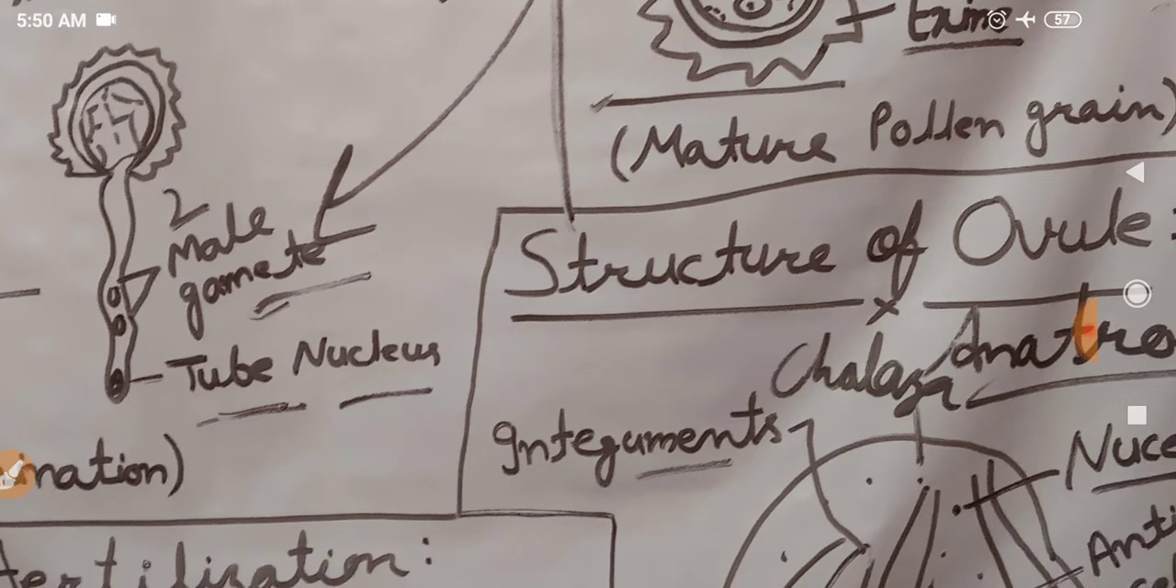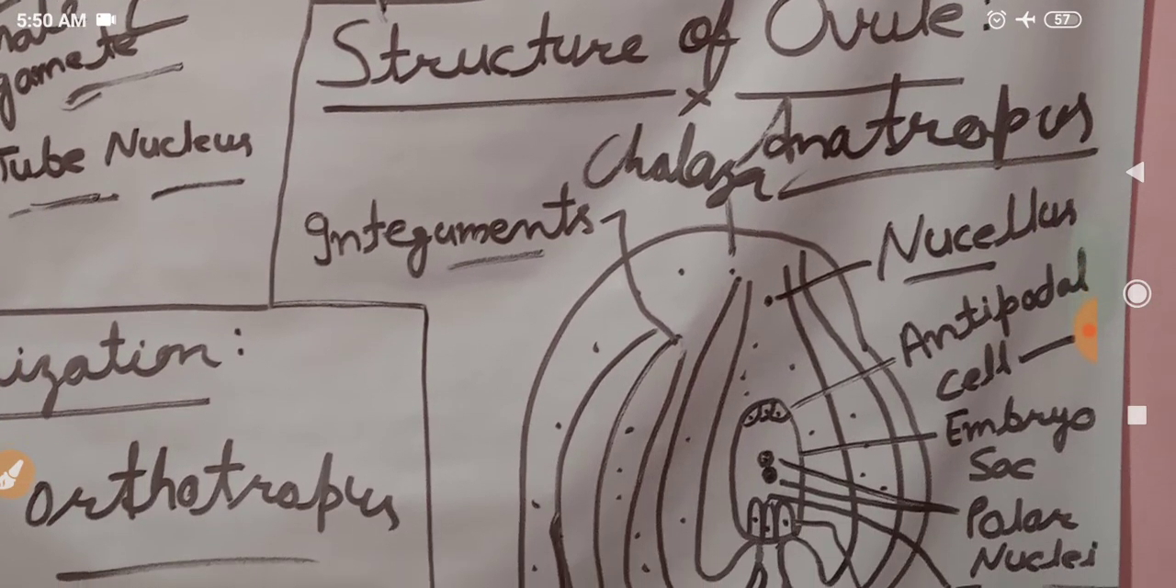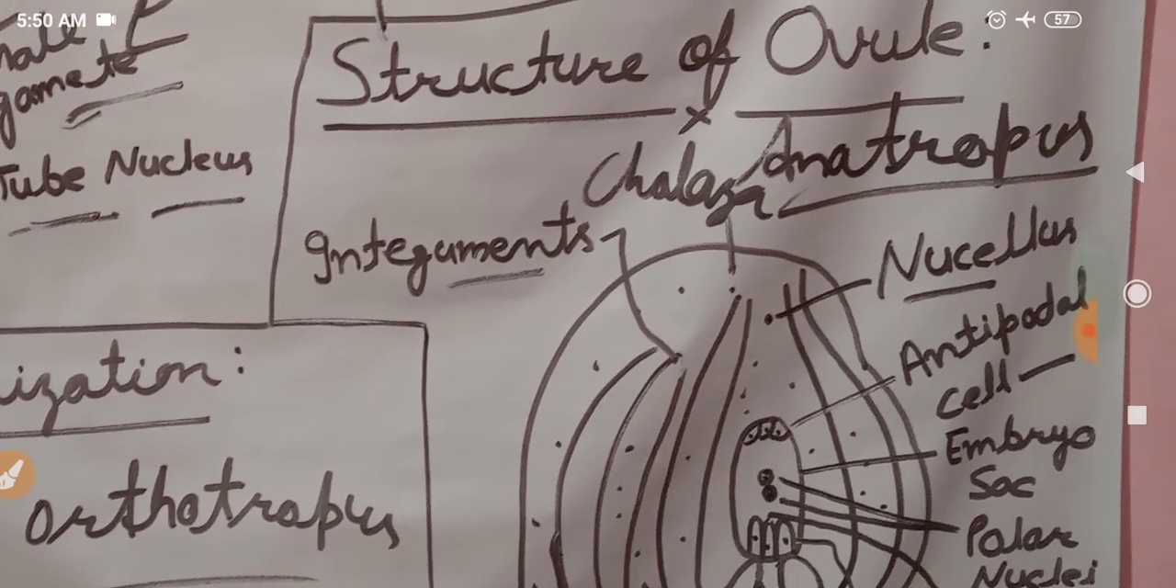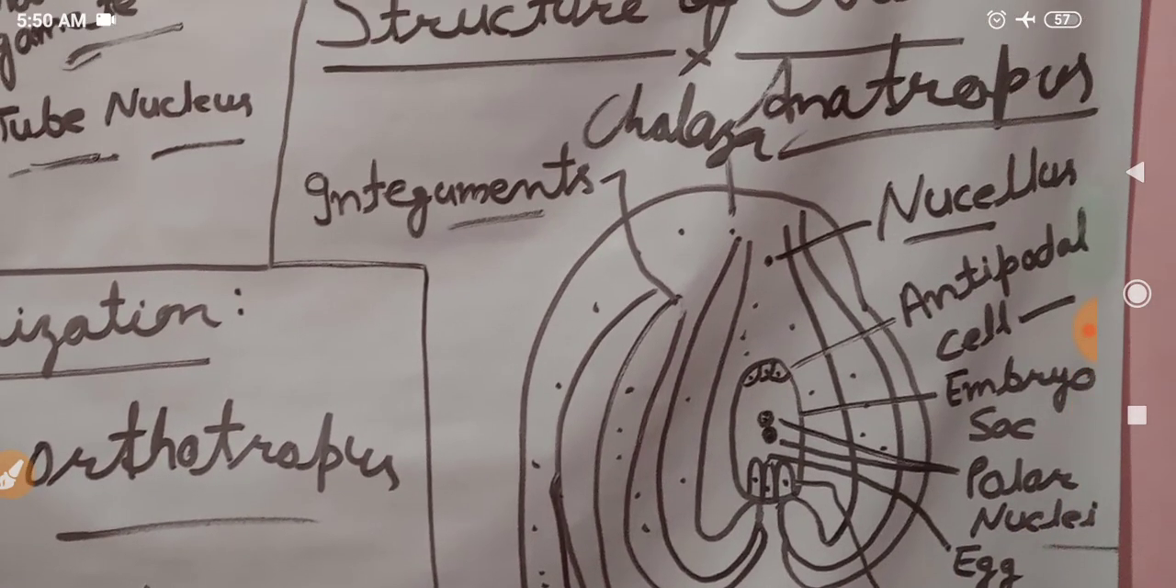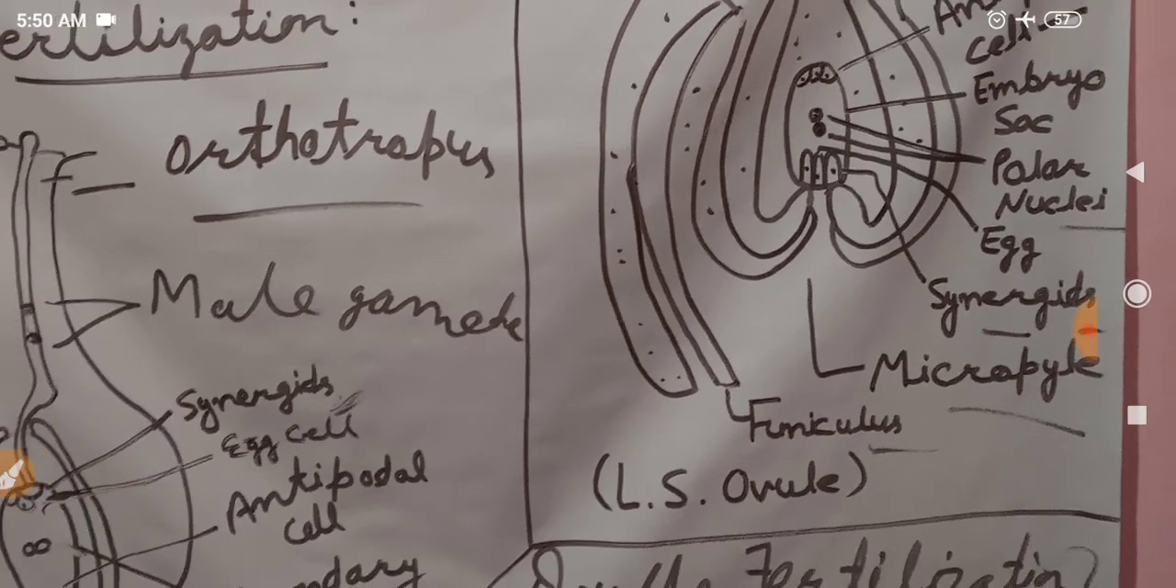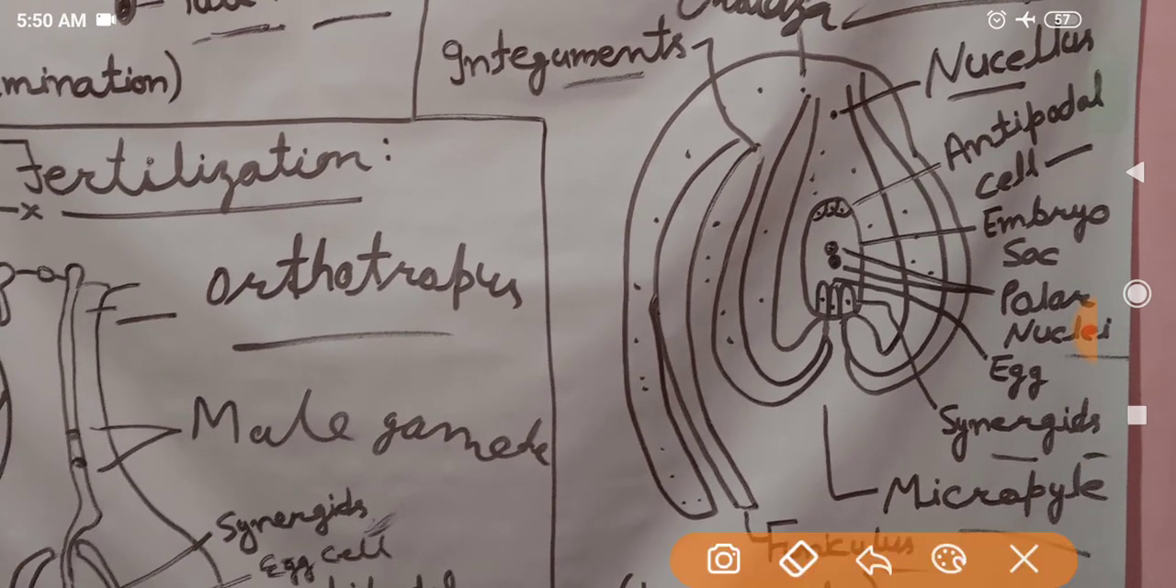Now we move to the structure of the ovule. Ovules are of many types in plants, but we mainly read about only two types. First is orthotropous, which is the straight one, and the other is anatropous. You see the longitudinal section of the ovule like this in your book also, because in angiosperms mainly the anatropous type of ovule is found, ana meaning opposite.